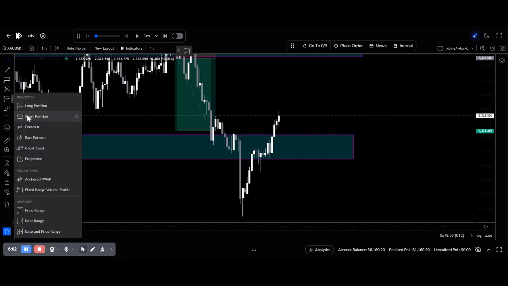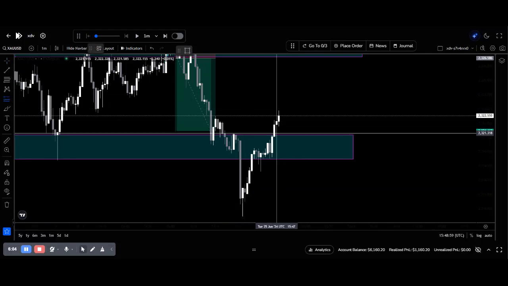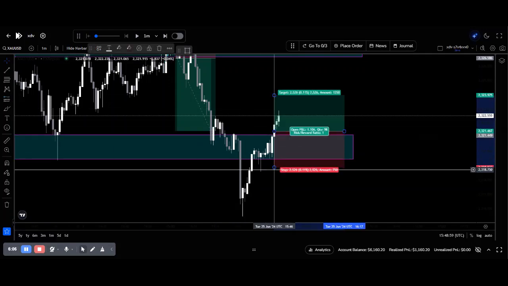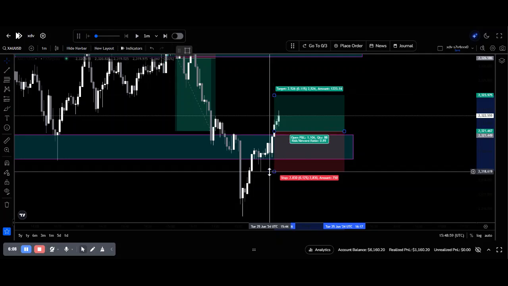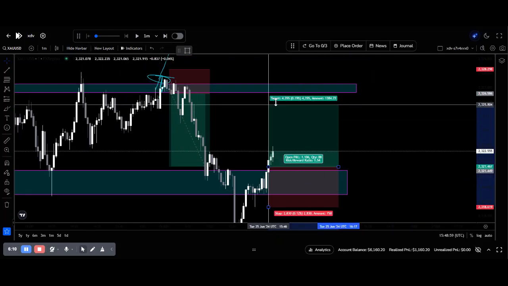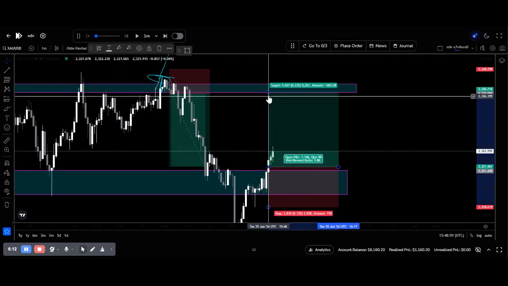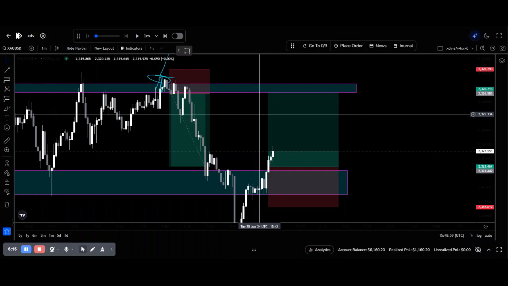Now where would I have entered? I would enter for long, personally over here, keeping my SL below this. Target I would keep is this much, which is actually 1 is to 2. Earlier we used to get 1 is to 1, maybe even poor risk to reward. But now we get a good risk to reward.